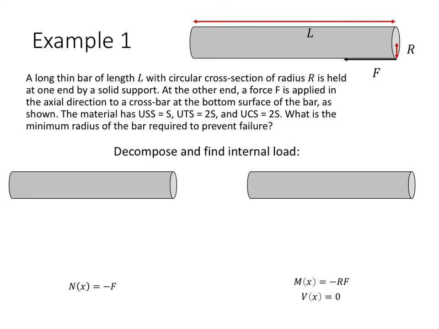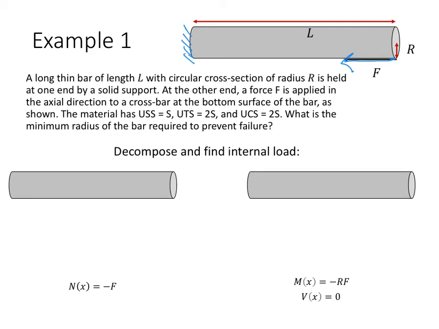So we now have an example of this. Consider then a long thin bar of length L with a circular cross section of radius r, and it's held at one support end by a solid support. Here at the other end, a force is applied in the axial direction as shown, but it's applied at the bottom surface of the bar.